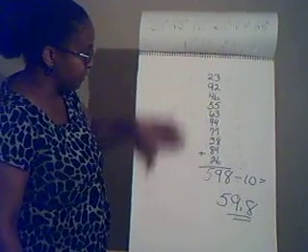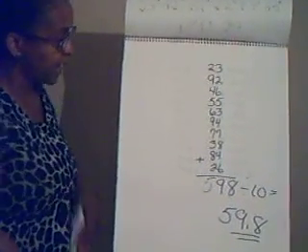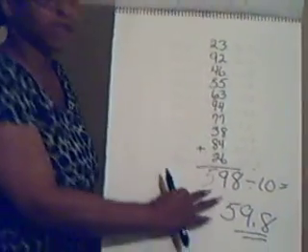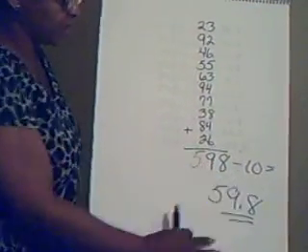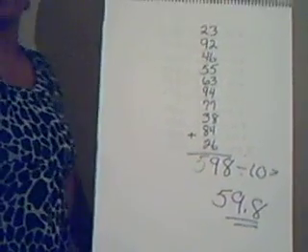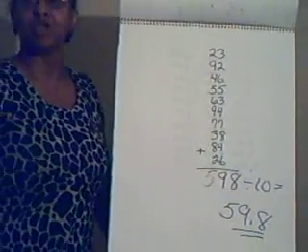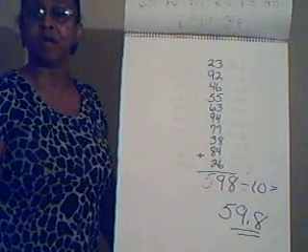So we've taken all of the numbers, which is our data set, and we came up with a total of 598. We then divided 598 by 10 to come up with 59.8, which is actually our mean value of our data set.